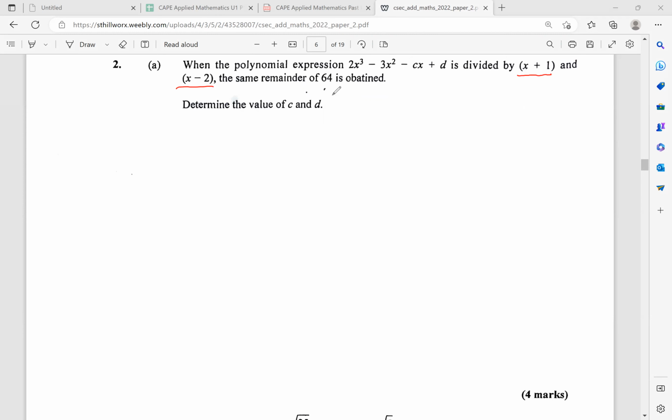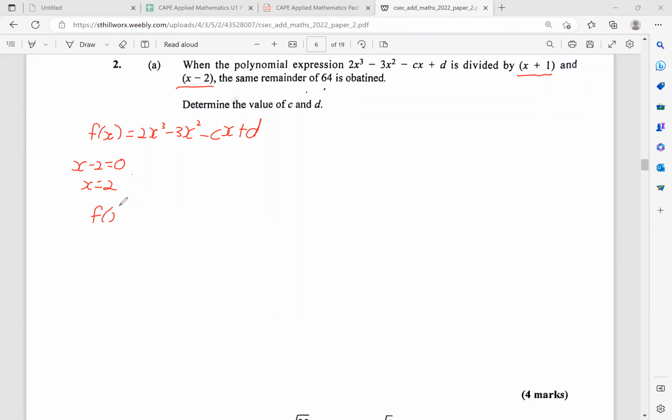So what I do first, I will let this equal to a function. F of x is 2x cubed minus 3x squared minus cx plus d. So now I need to substitute two things into it. So x minus 2 is 0, so that means x is 2, right? Now, the reason why we do this first is because sometimes you get a bit confused as to what to substitute in, if it's the positive or the negative. I always do this. This is a foolproof way.